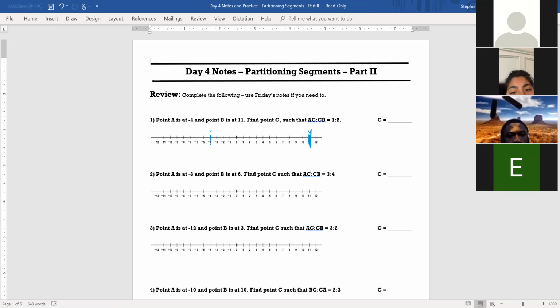Can anybody do this problem? Tell me what point C will be at. Take your time. Elise, how would you do this problem?